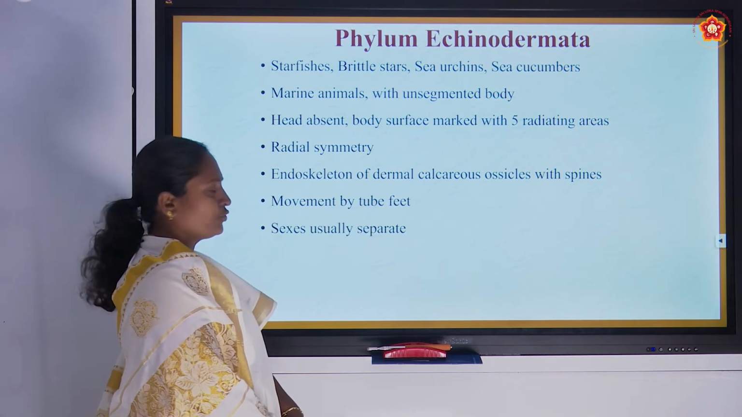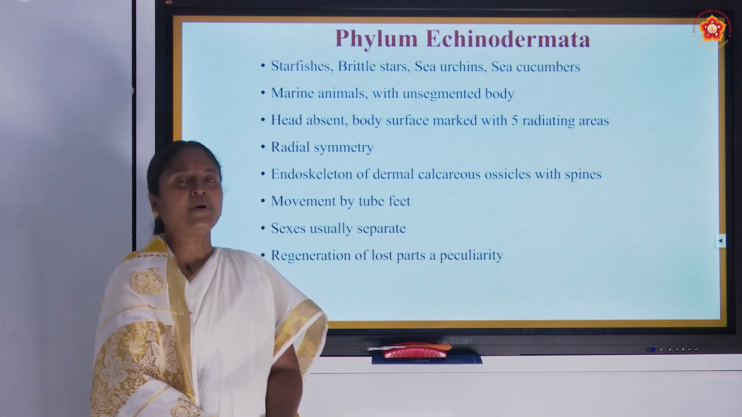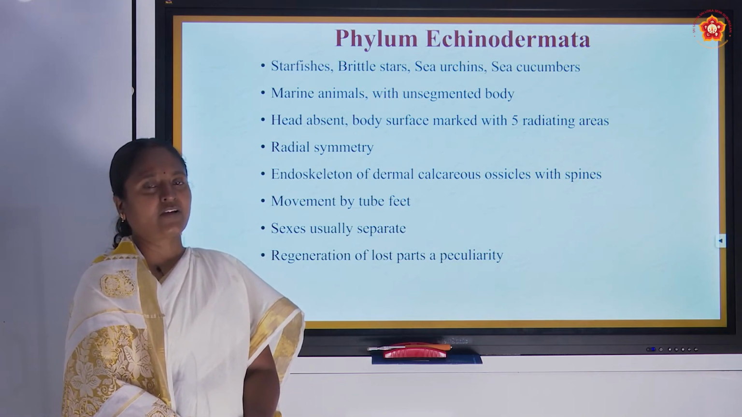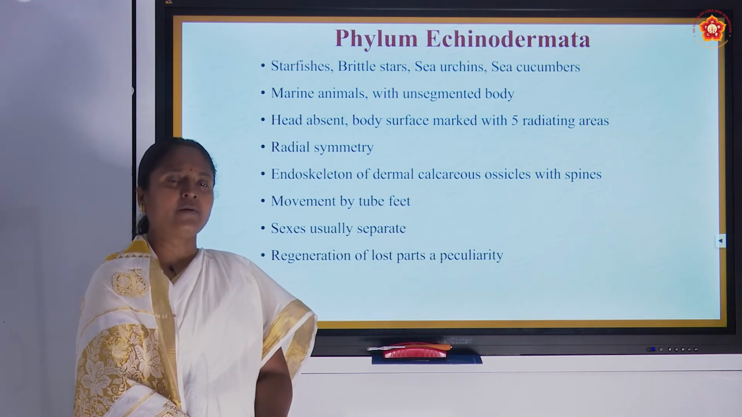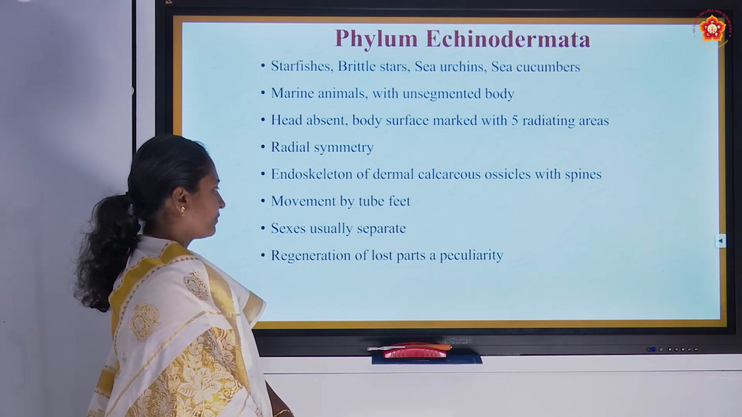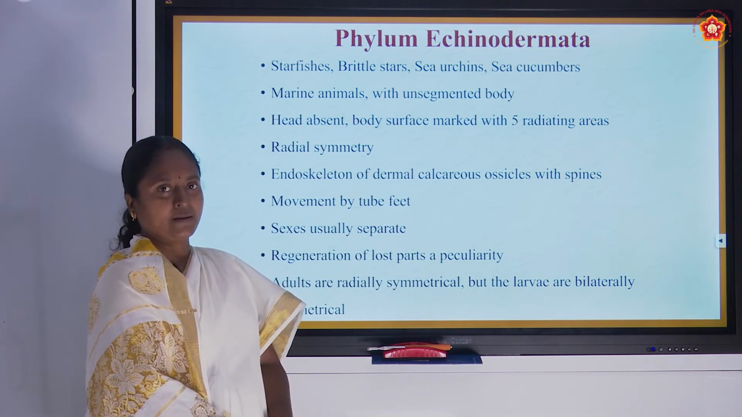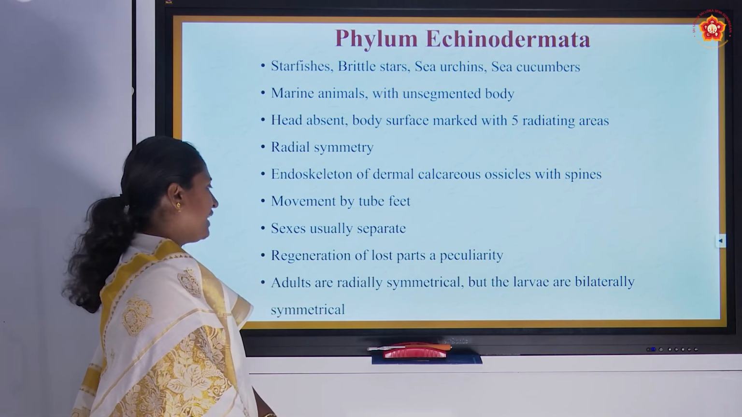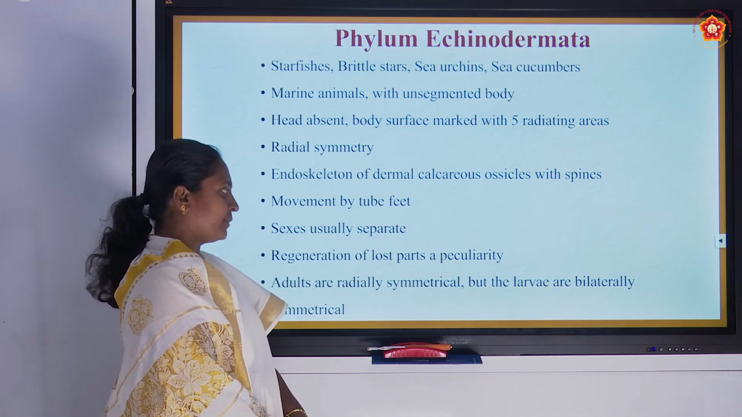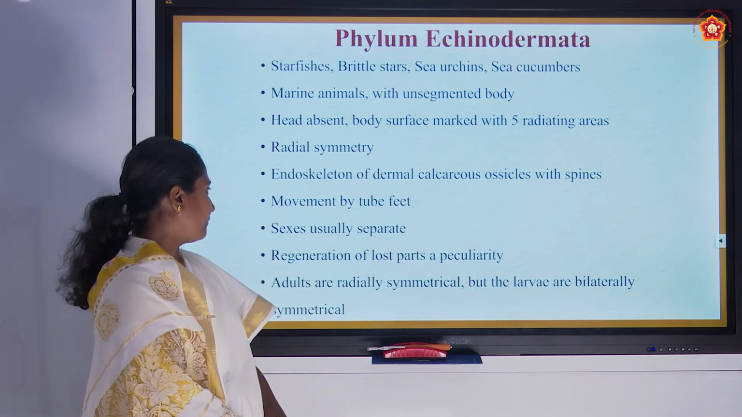The sexes are usually separate. Regeneration is one of the important properties these organisms have. Any lost arm can regenerate by itself. That is the most peculiar feature of the phylum Echinodermata. The adults show radial symmetry, but the larvae show bilateral symmetry.